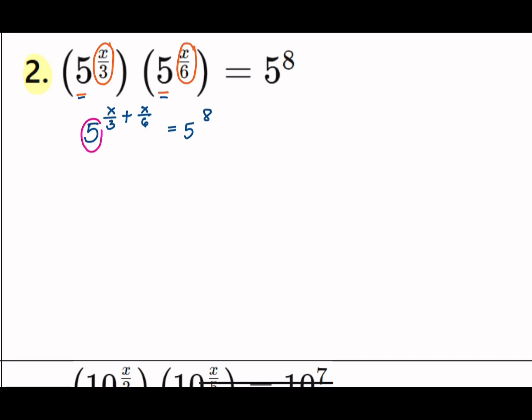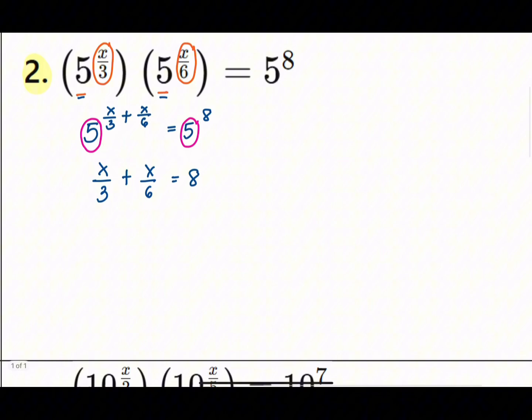Now that our bases are the same, 5 and 5 on the left and right side, I can just focus on the exponents, which are x over 3 plus x over 6 is equal to 8. Now, again, we're adding with different denominators. So now, what I'm going to do is find the LCD.